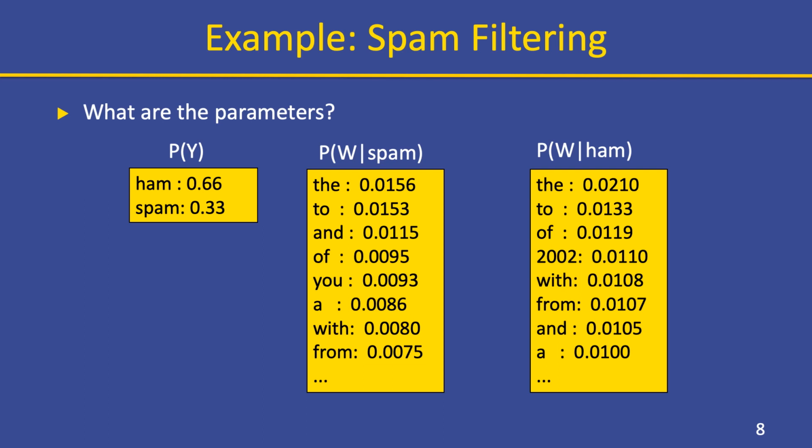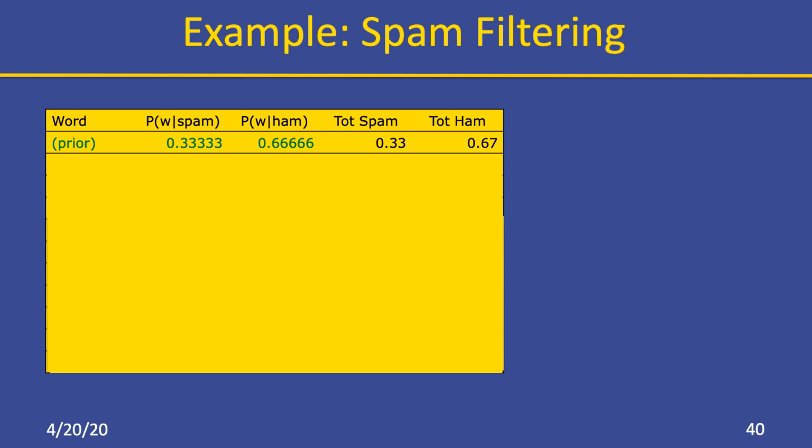So all these probabilities are based on our training data set. Once we have these probabilities, we are ready to classify new unseen email messages. Let's see how to classify a new email message with our model.